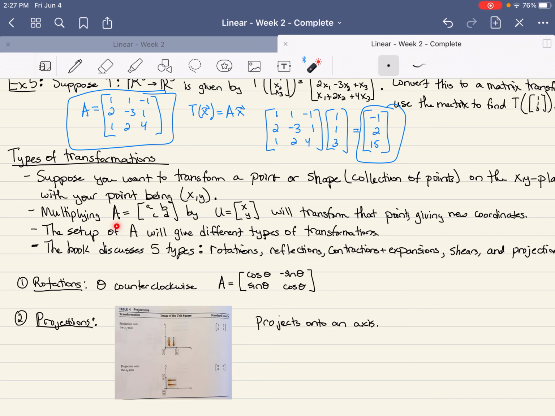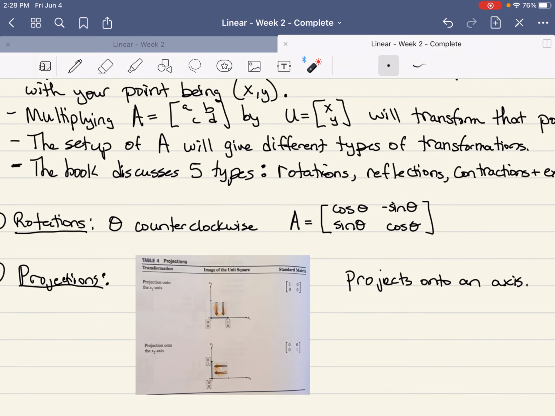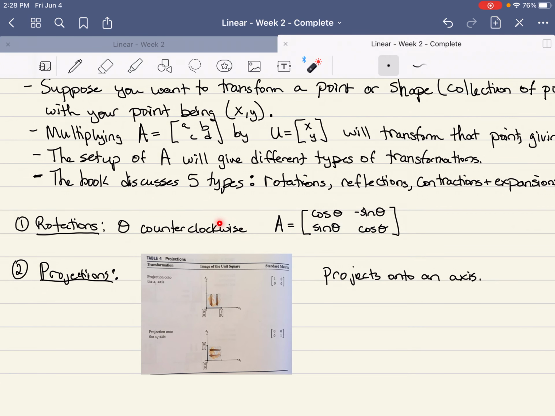Different forms of A will give you different types of transformations. The book has 5 different ones listed out. I've just put them in order here based on what I could fit on the page. So rotations are something I cover in pre-calc even. The standard rotation matrix for clockwise, or counterclockwise, going around the circle the way you normally would, is cosine theta, negative sine theta, cosine theta. And you just put your degrees or radians in for theta, and then multiply your points appropriately.